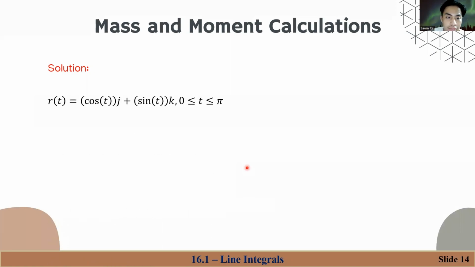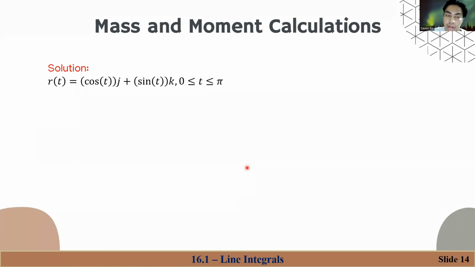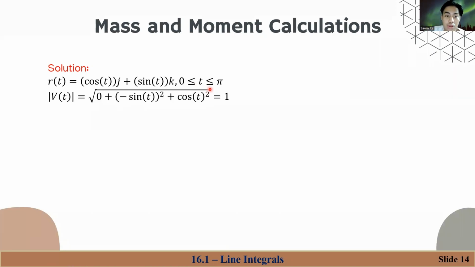So let's start first. As I said, parameterize the equation. The parameterized equation is r(t) = cos t j + sin t k, with the parameter t larger or equal to 0 and smaller or equal to pi. Then we find the norm of r'(t), which is the square root of 0 plus negative sine t squared plus cosine t squared. We get this from the equation in the exercise. The result is equal to 1.